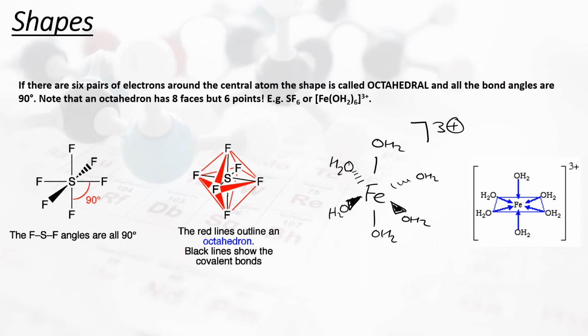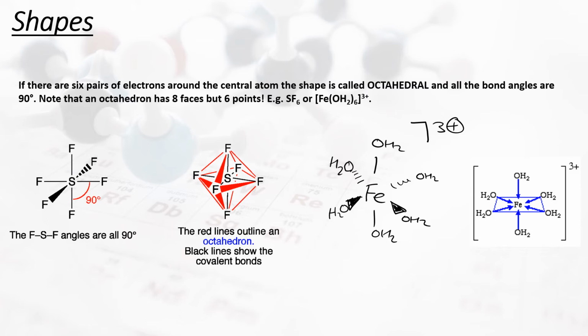If we look at the SF6, for example, sulfur is in group 6, therefore it has 6 valence electrons. Each fluorine is in group 7, so each fluorine is going to be using 1 electron to form covalent bonds, sharing 1 electron with the sulfur. So we have a total of 6 electrons from our fluorines, then we have the 6 that we had from our sulfur. That gives us 12 electrons in total, and dividing by 2 gives us 6 electron pairs.